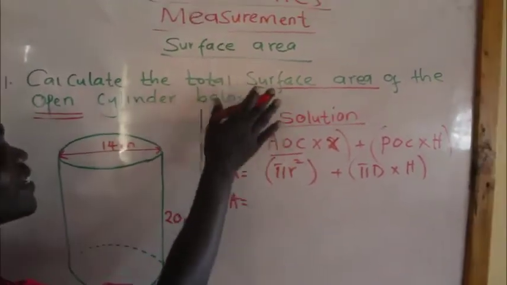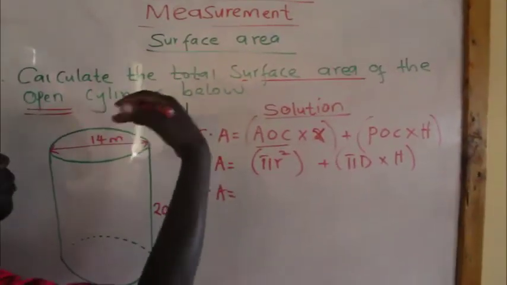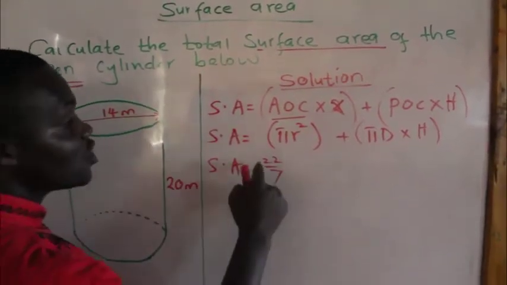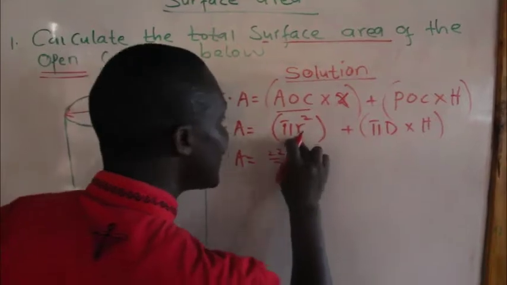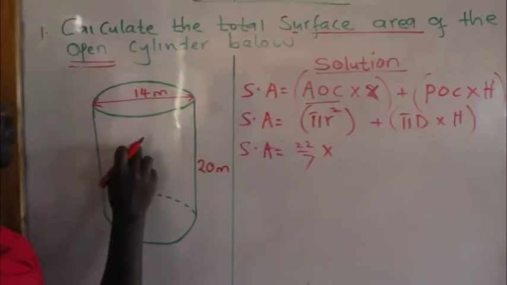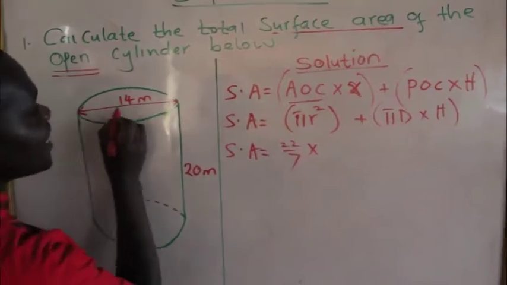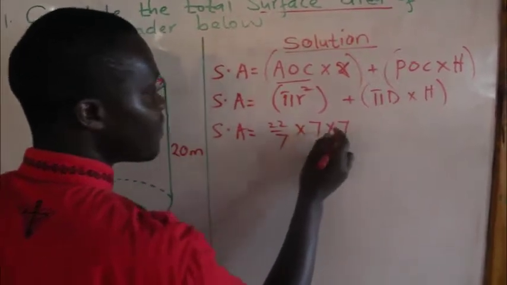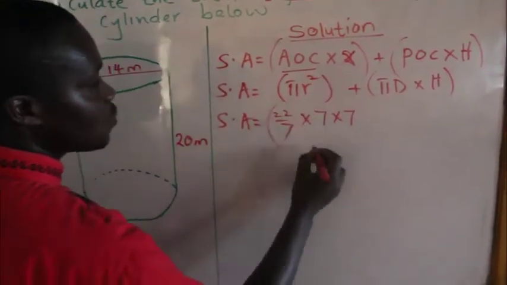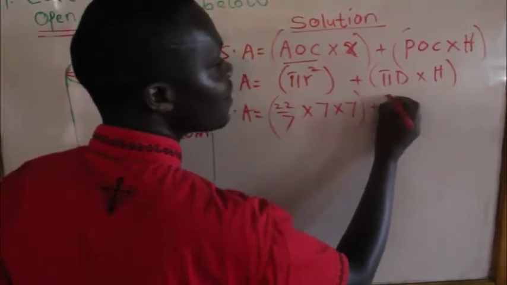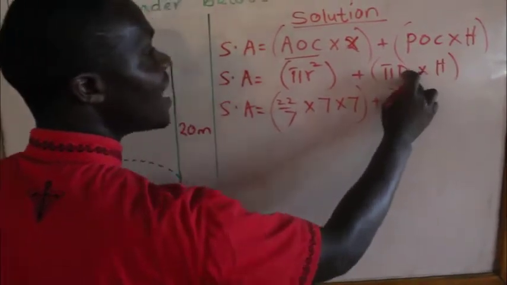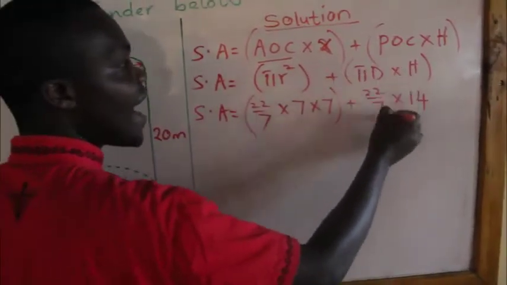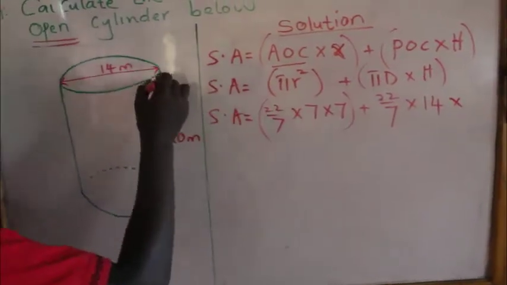So what is pi? Pi, in this case, when you have not been committed to any pi, you just apply 22 over 7. Pi is always 22 over 7 times the radius. The radius of this circle is half of the diameter. The diameter is 14, so the radius is 7. So we multiply by 7 and we multiply by 7. Pi r squared in brackets, plus pi is 22 over 7 times the diameter of the circle, which is 14. Remember, we must obey the formula pi d, then times the height, which is 20.